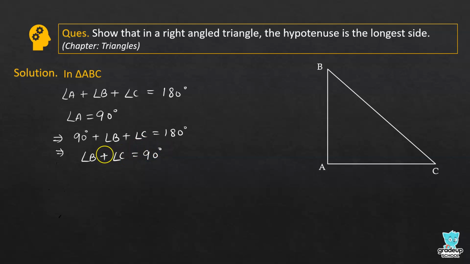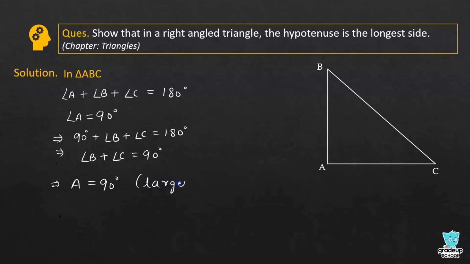So the sum of two angles is 90 degrees. That means angle B and angle C must be less than 90 degrees. So if I say that angle B is 40 degrees, then angle C must be 50 degrees. Okay guys? So this implies that these two angles are always less than 90 degrees, which implies that A is the largest angle, that is of 90 degrees.